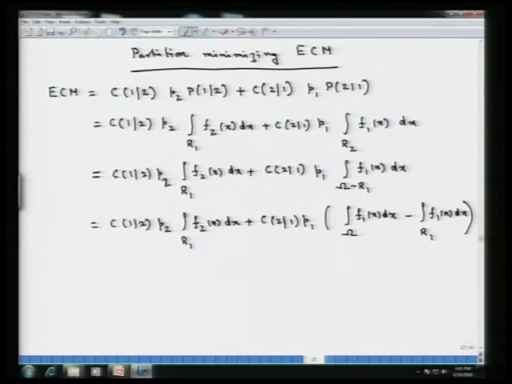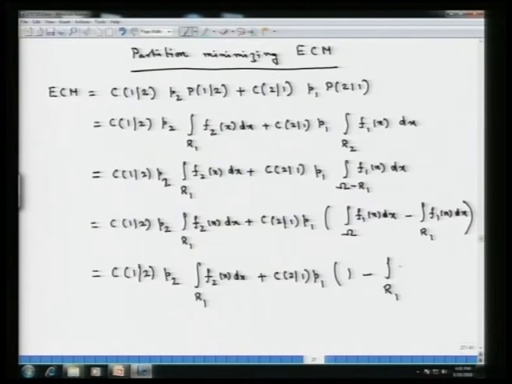Now, this term here is the integral over the entire space omega, and hence this integral would be equal to 1. Hence we can write this expected cost of misclassification in a compact form: integral over R1 of f2(x) dx, this plus this particular term, this into 1 minus the integral over R1, we leave it as it is, f(x) dx.